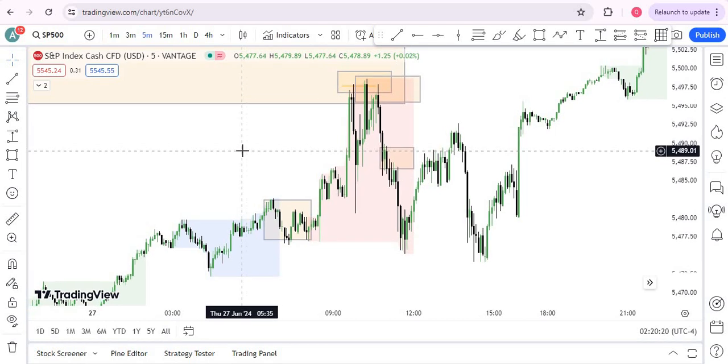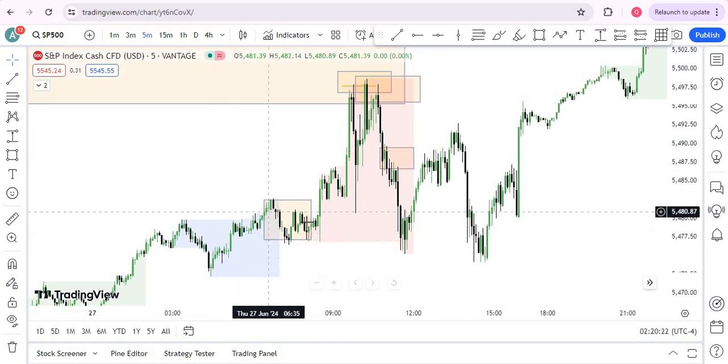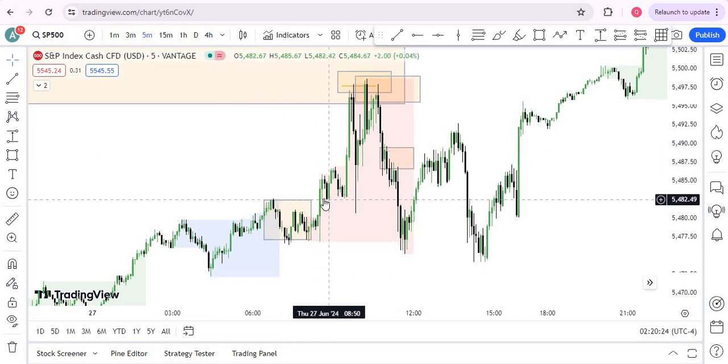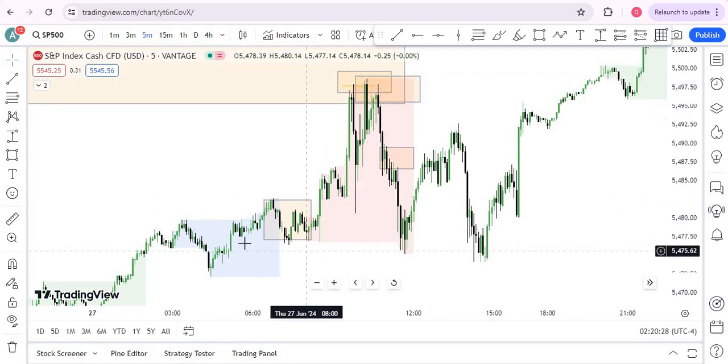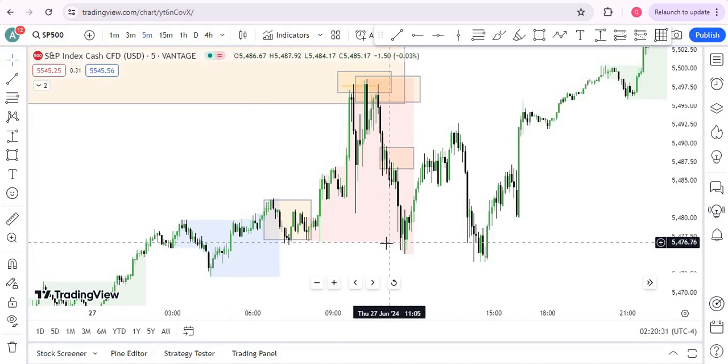So here: consolidation, accumulation, smart money reversal, and the distribution. All right.